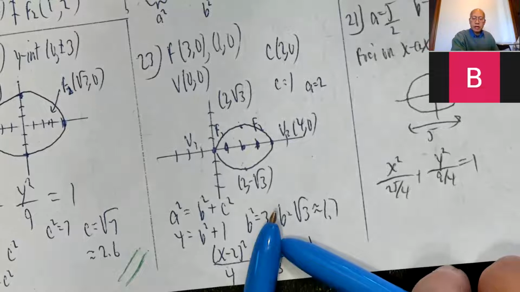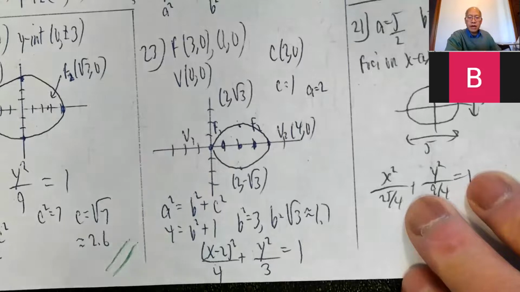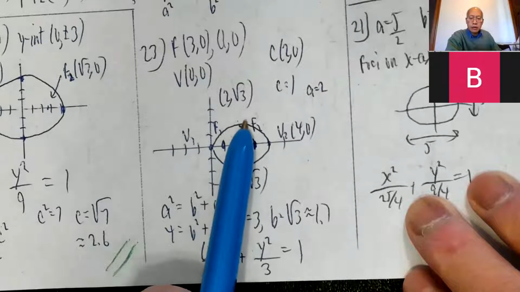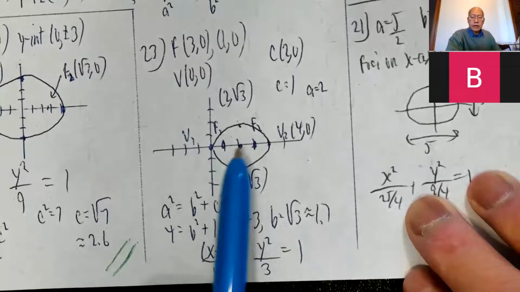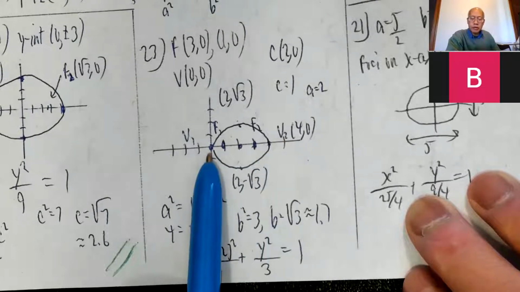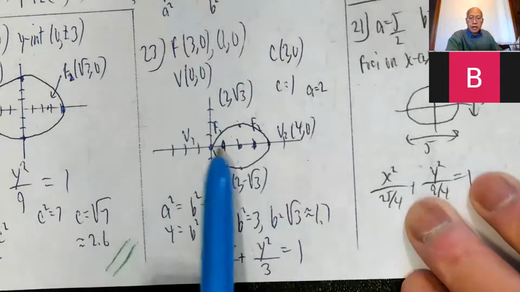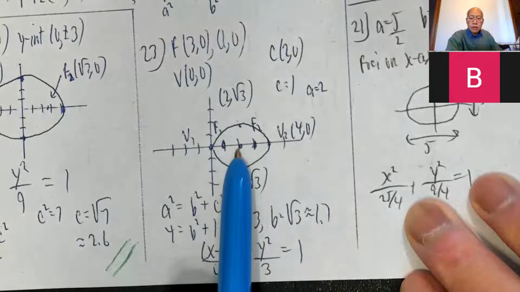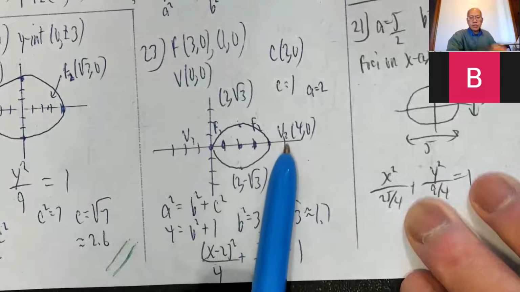b is radical 3. It's about 1.7. Okay, so that means I go 1.7 up and down. So the endpoints of the minor axis are (2, radical 3) and (2, negative radical 3). Okay, and by the way, that tells me the other vertex is at (4, 0). They give me a vertex at the origin. So it's 2 units this way, and 2 units this way would be (4, 0). Okay, so they already gave me the foci, (3, 0), here it is, (1, 0). Tells me c is 1. Vertex is at the origin. That means a is 2. I go 2 this way, so the other vertex is at (4, 0).